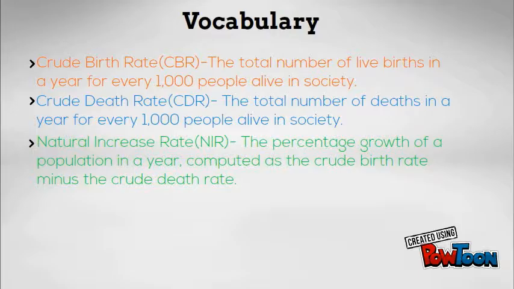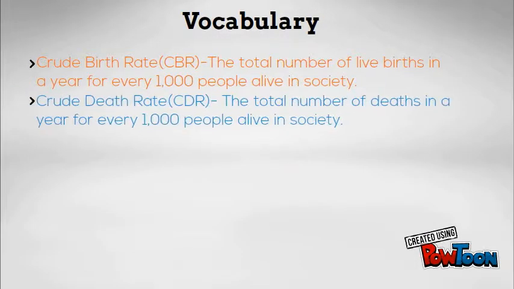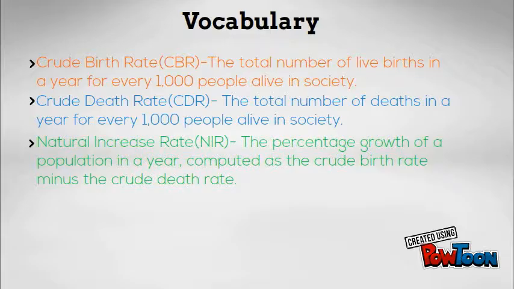a 1-year period. The second is crude death rate, also known as CDR. This is the total number of deaths in a year for every 1,000 people alive in the society. This is comparable to the crude birth rate. The crude death rate is expressed as the annual number of deaths per 1,000 population.